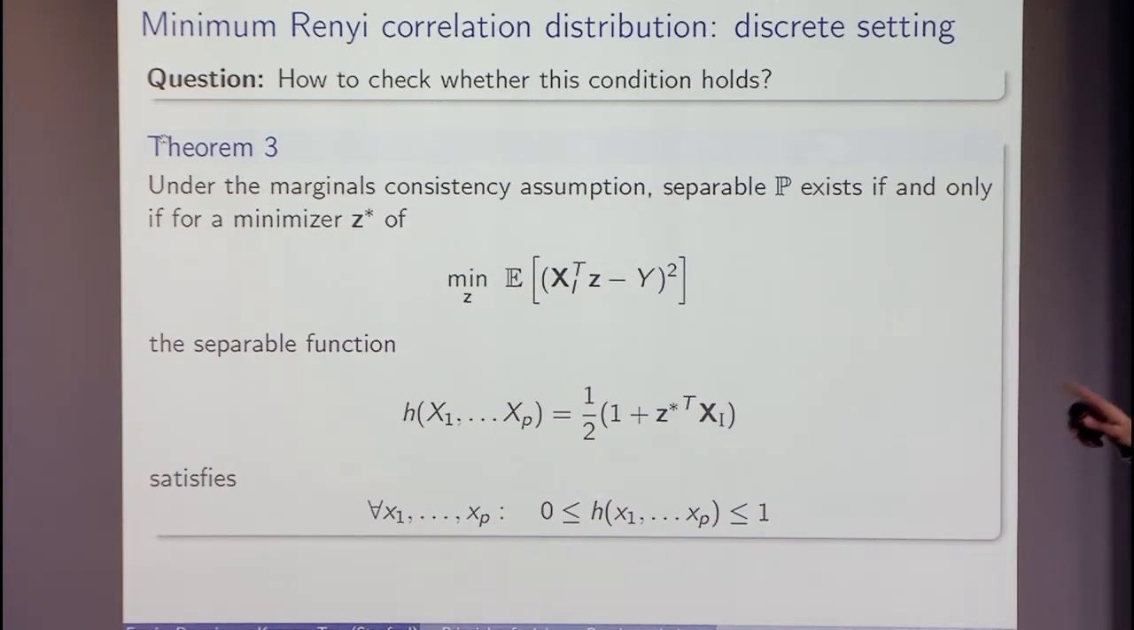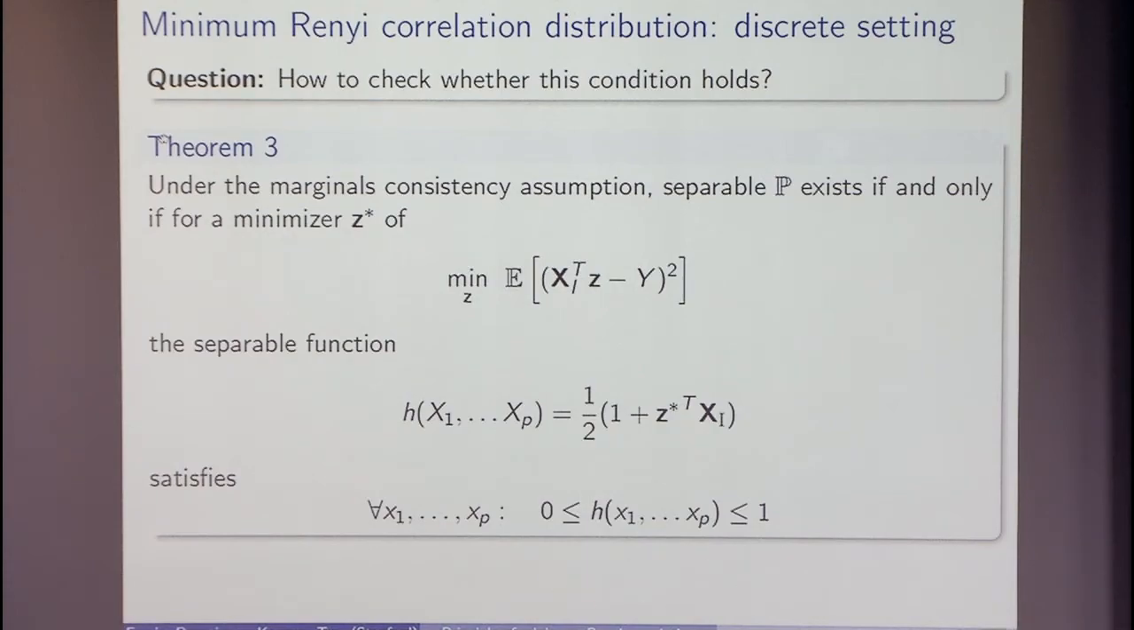If for every x1 to xp, the value of this H is between 0 and 1, then this is a necessary and sufficient condition that that distribution exists and we are in the fine regime. Okay, so let me repeat it again because it's the takeaway message. So we have here a necessary and sufficient condition under which we know that the distribution that minimizes Renyi correlation has that separable structure, and under this assumption, we can compute it efficiently, unlike the case that we have in mutual information.